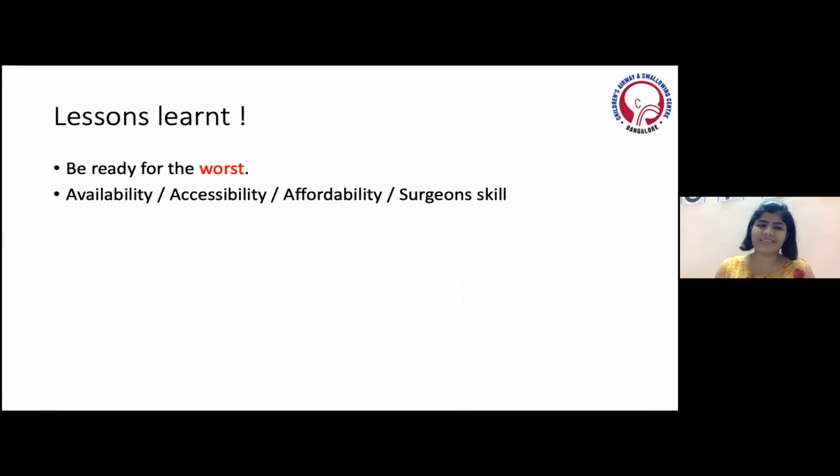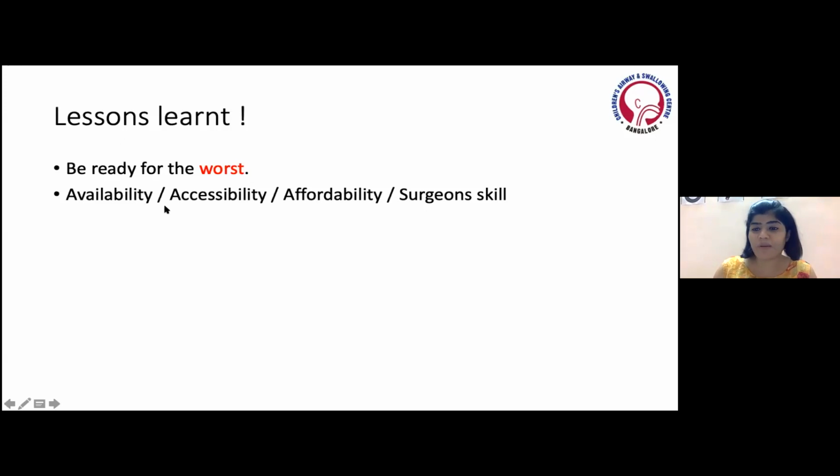So the lesson learned: be ready for the worst. It's not only about the airway surprises. Sometimes the child may end up with a tracheostomy, so you have to be ready for that, or sometimes the child may need a longer duration of intubation post surgery, for 4 to 6 hours, so you have to be ready for that.